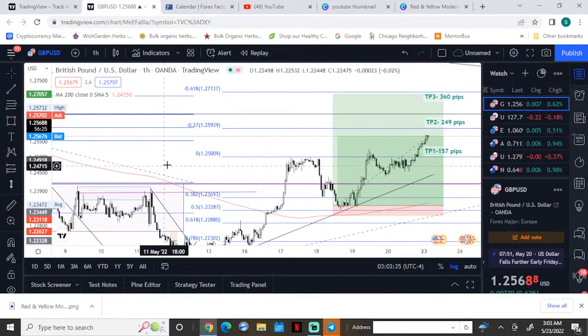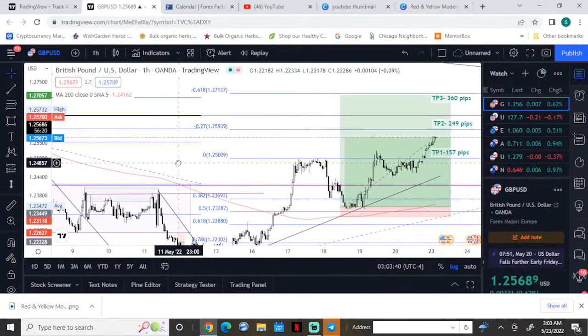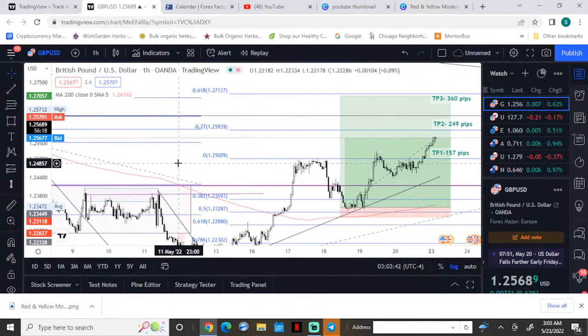Alrighty, so just gonna dive right on in. Let's see, I marked this GU chart up last week. This is a trade that's continuing from last week. It looks like we are pushing to our TP2.